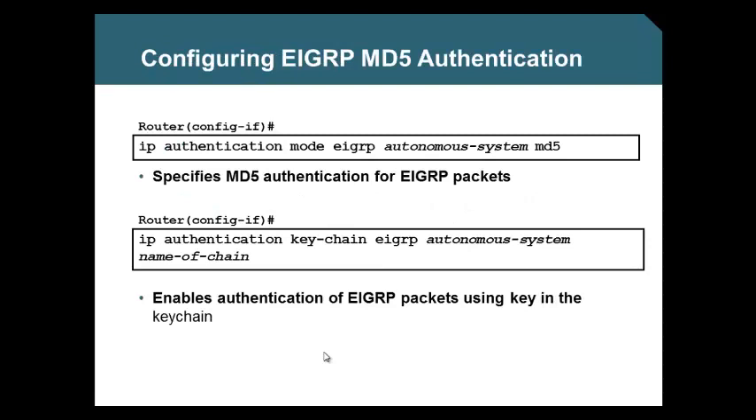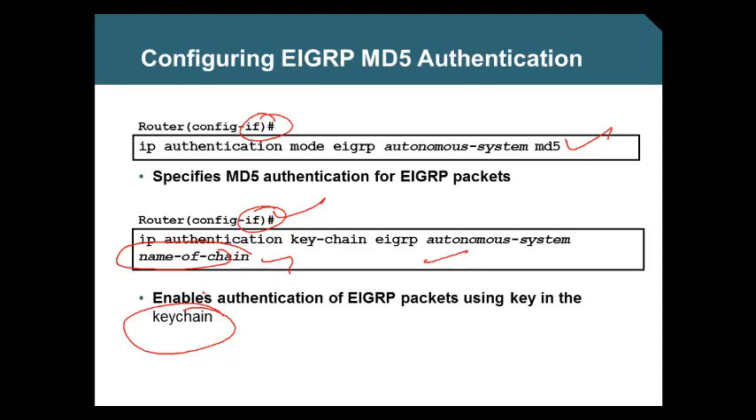So this is the command to enable MD5 authentication for EIGRP. It's per interface. And this is the command through which you call the keychain under the interface. We have not configured the keychain so far. Assuming that the keychain is already configured, we are binding the keychain to the interface. Under the interface, you call the keychain. You may have more than one keychain.